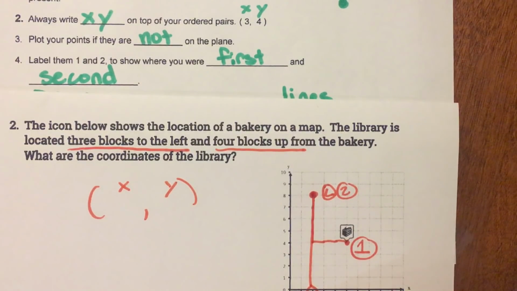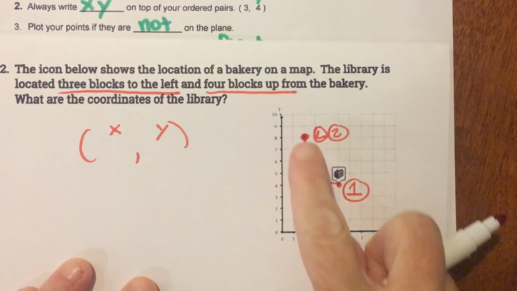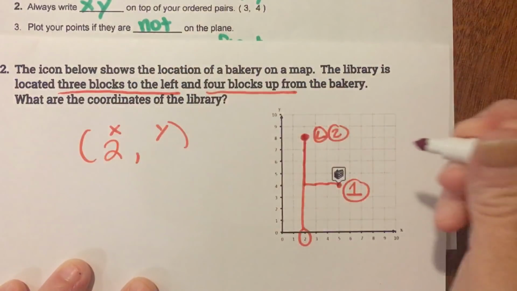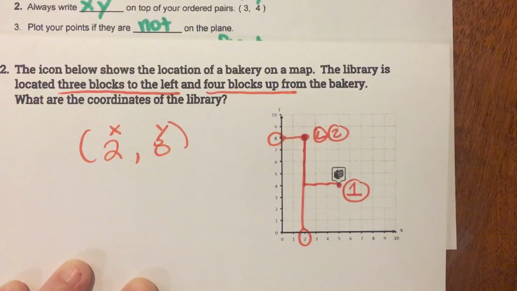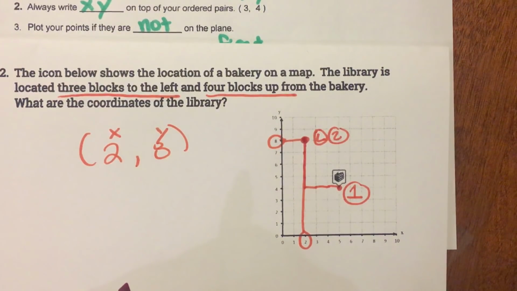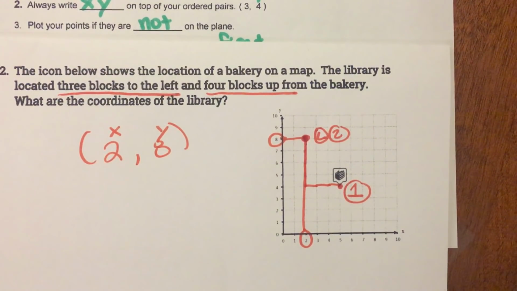My X is 2. Oh, sorry, you didn't see that. My X is 2 and my Y is 8. So my library is at 2-8. Okay, let's try some of these together.